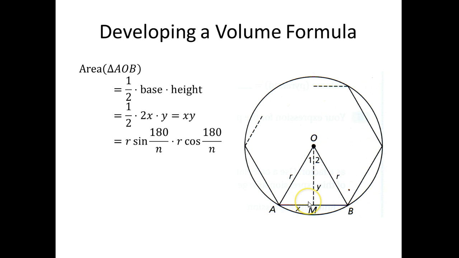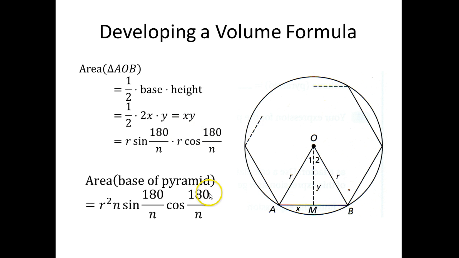But I know from the previous slides that x has the same value as r times the sine of 180 degrees over n, and y has the value r cosine 180 over n. In other words, I can write x as r sine 180 over n, and y as r cosine 180 over n.